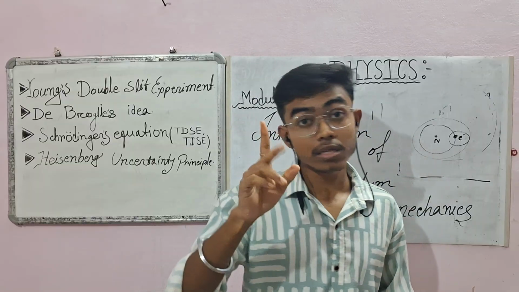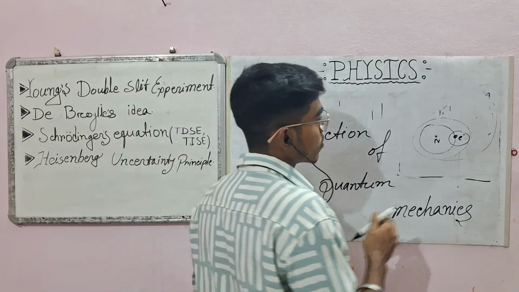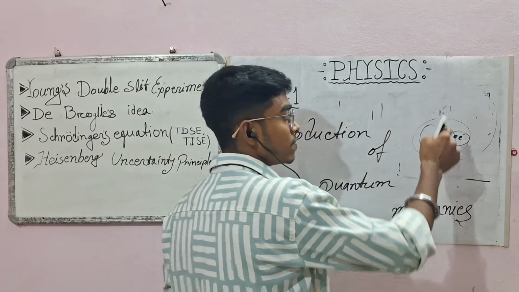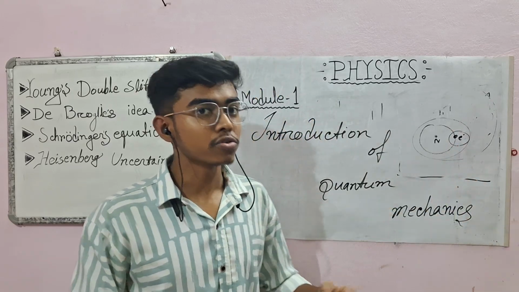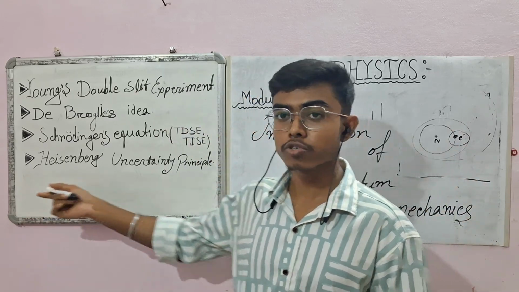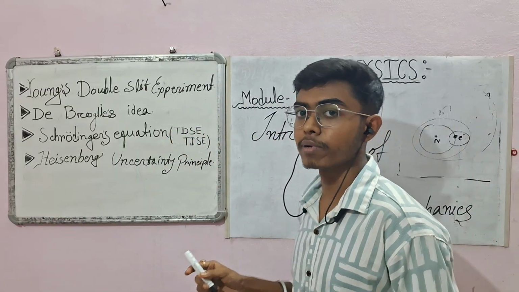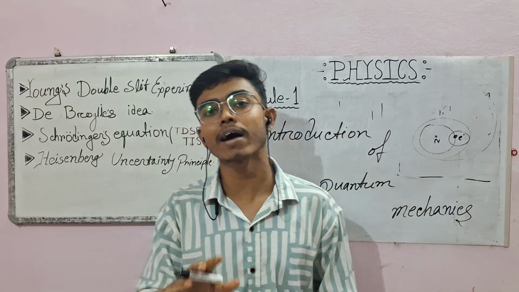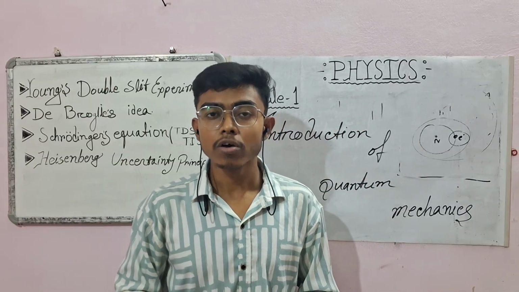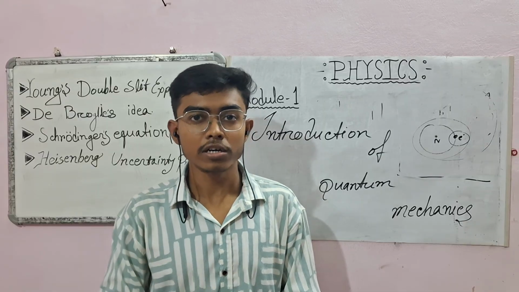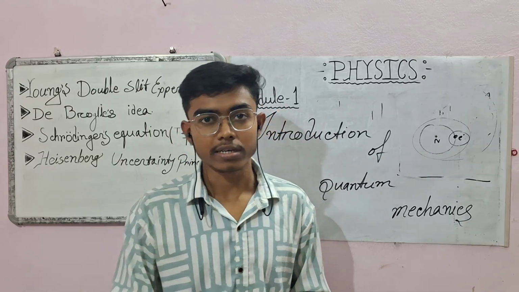And another interesting topic is there. We can't identify the position and velocity of this electron at the same instant. This is called Heisenberg uncertainty principle. This is also a most important topic for your exam. Heisenberg uncertainty principle says that you can't find the position and the speed or velocity of an electron, I mean not only electron, of a moving particle at the same instant.